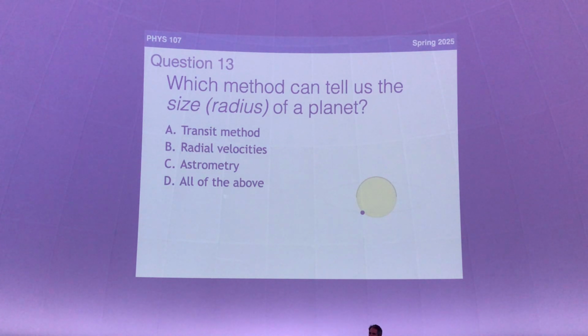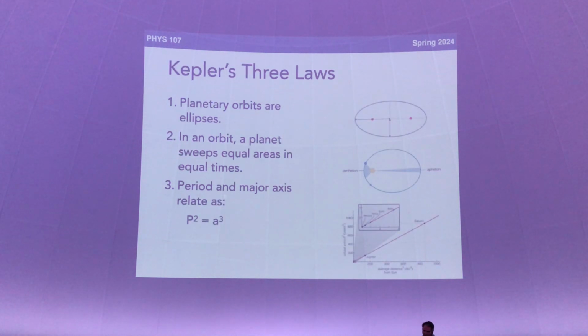If we know how big the star is, we know how big the planet is, because it covers a certain percentage of it. So the transit method is the only one that gives us the radius of the planet, the actual size of the disk. Everything else gives us a mass, but it doesn't give us how big the disk is. This is why transits were so neat to find.